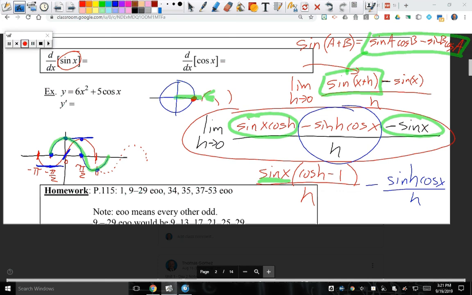You with me? So what I did was, first of all, I grouped those two green circled pieces to form this. And then I have this left over, and because it's all over the same fraction, I broke it up into two fractions. Are we good? All right. Let's see how soon we forget. Hopefully not too soon.